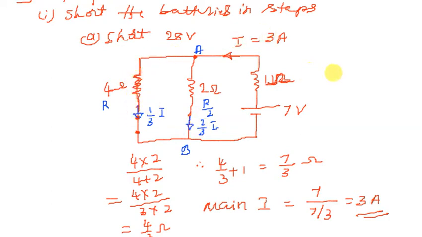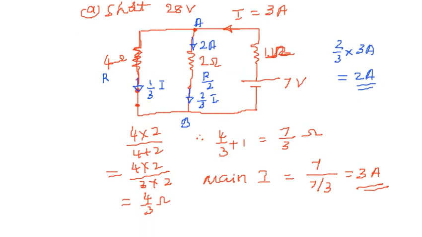So 2 by 3 into 3 amps is equal to 2 amps. So 2 amps current is flowing in this direction. Definitely the current which is here is 2 amps, in the downward direction, right? Downward direction. Yeah, now what would I do?